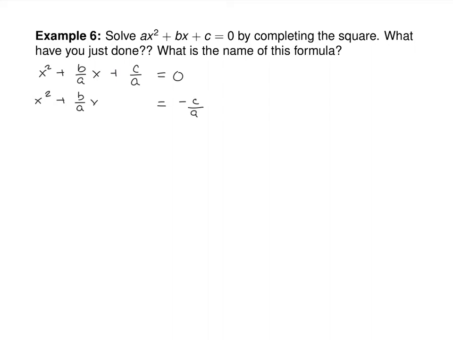Now the tricky thing is what to add in. So what was half of 5/3? You just put a 2 at the bottom. It was 5/6, right? So what's half of b over a? b over 2a. So we're going to add in b over 2a, the whole thing squared. It's the exact same as the numbers we had in the last problem, other than the fact that they're letters.